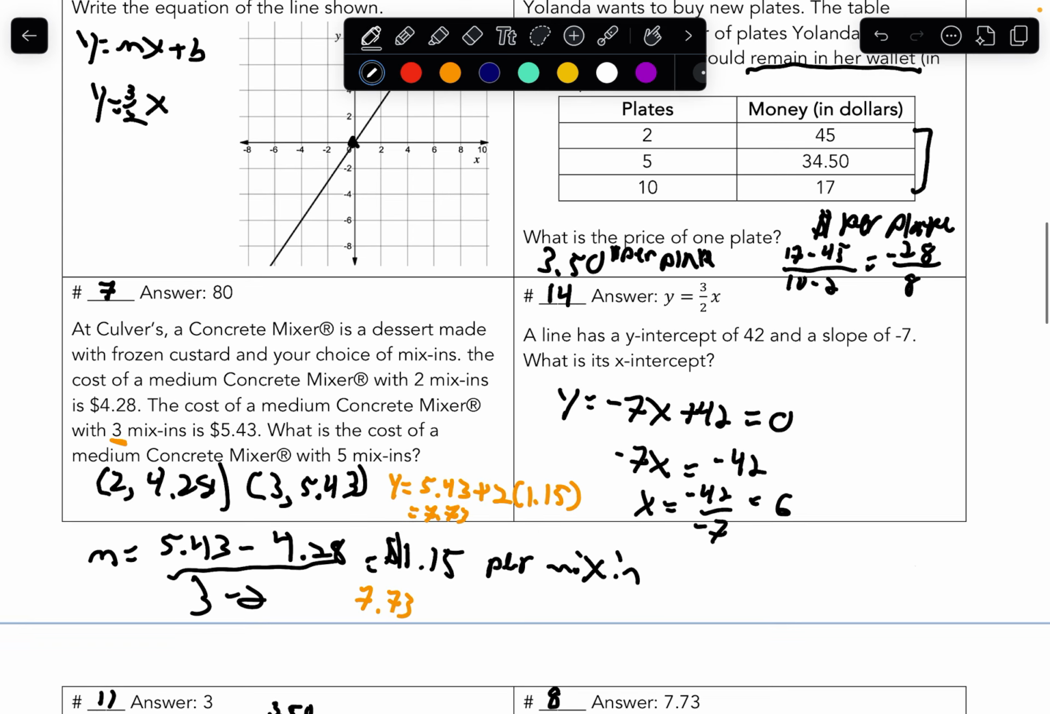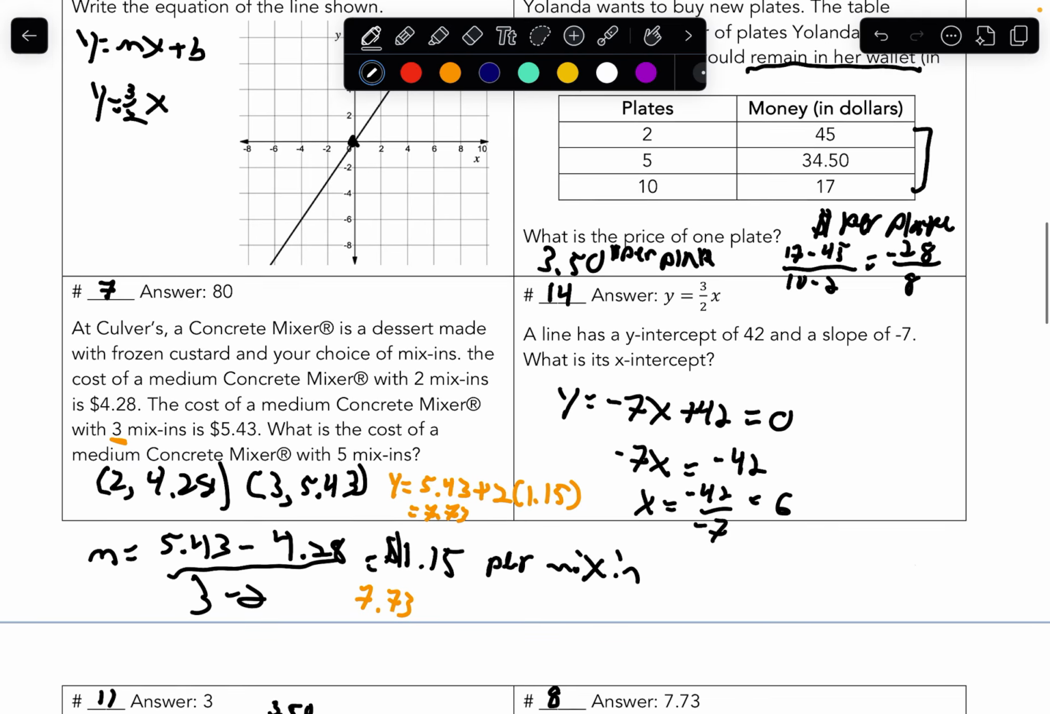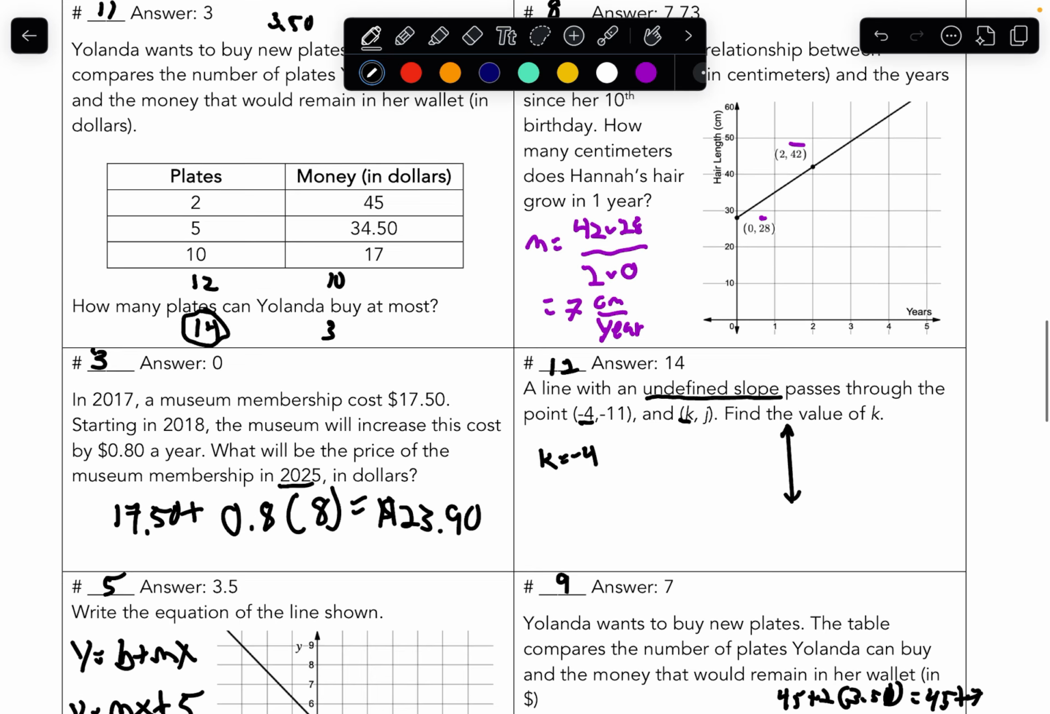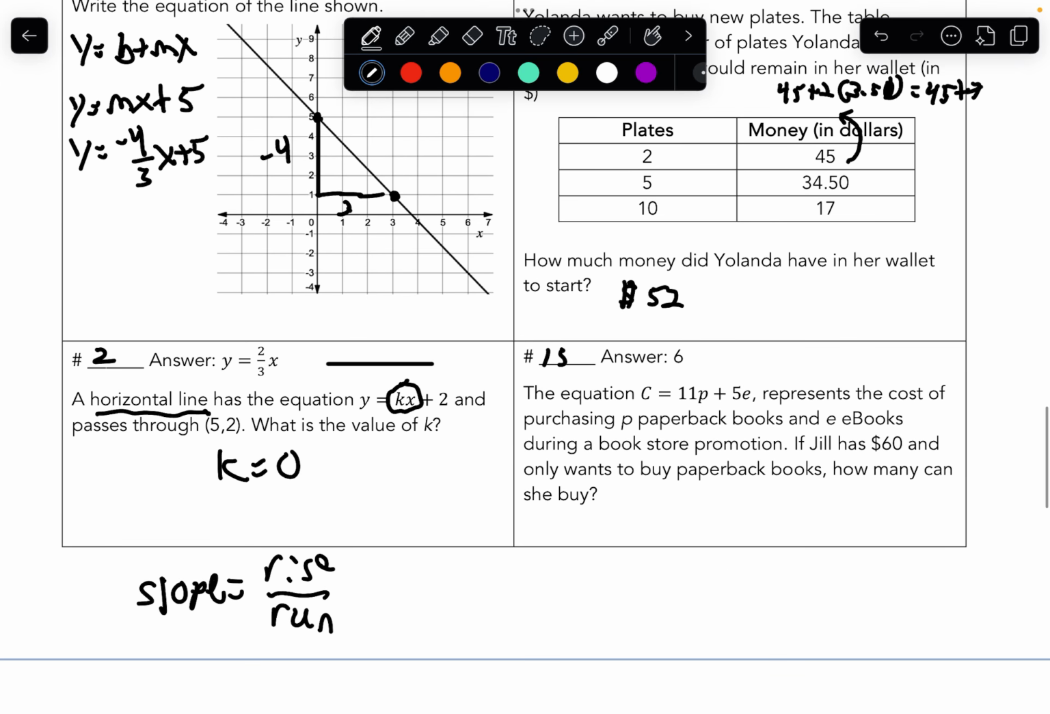So that was 14, so we're looking for 6 as an answer. There's only a few that are not, oh, right here, and this is 15. The equation C equals 11P plus 5E represents the cost of purchasing P paperback books and E electronic books during a bookstore promotion. If Jill has a total of $60 and only wants to buy paperback books, paperback, that's P, how many can she buy?